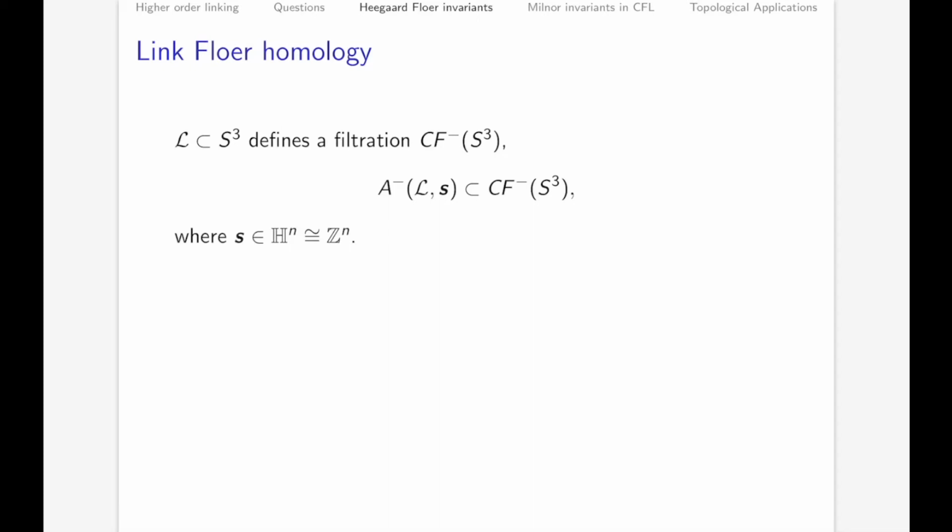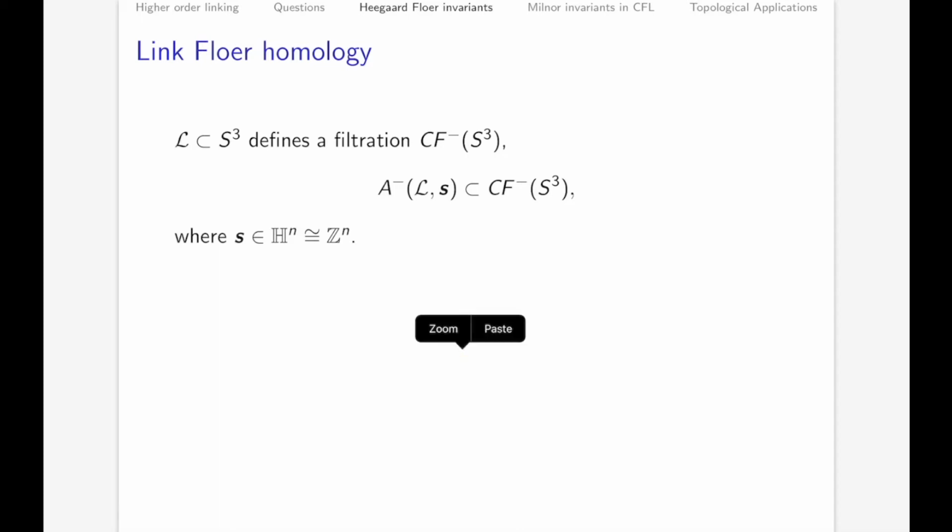Our filtration is going to be denoted with an S, and S is going to be indexed by Z^n for an algebraically split link. For the most part, I'm going to be looking at links of 2 or 3 components, so imagine that I'm being indexed by, say, Z^2 or Z^3. And my filtered subcomplexes are going to be denoted with A's.